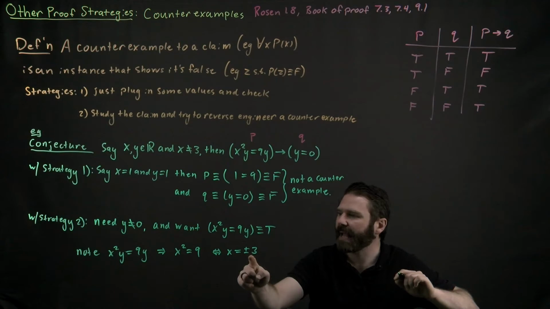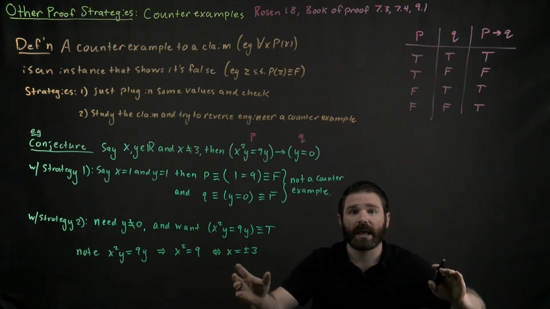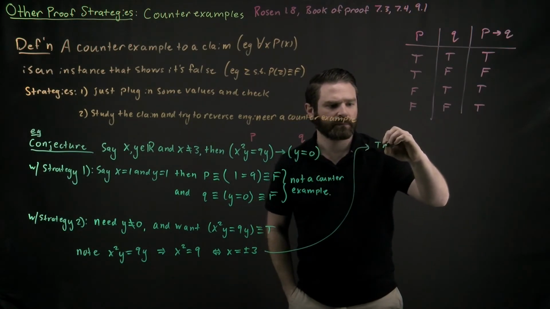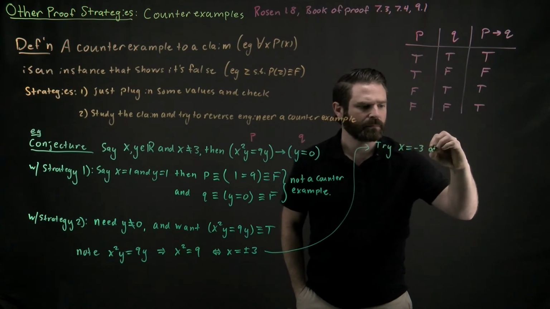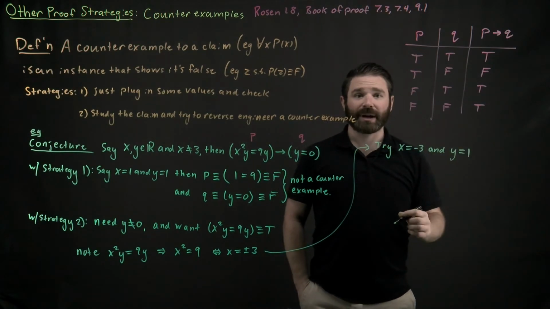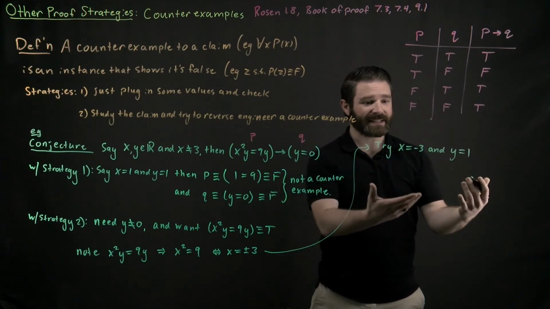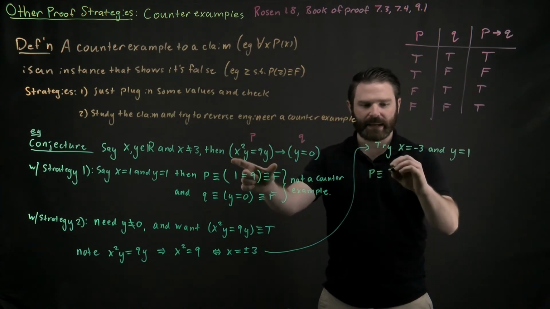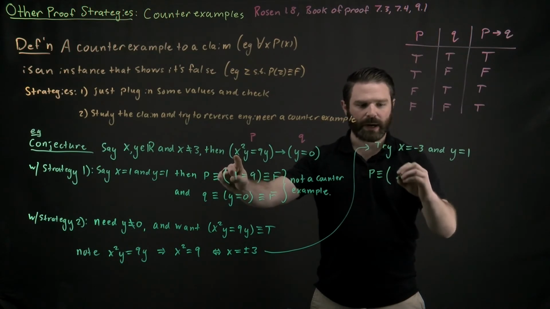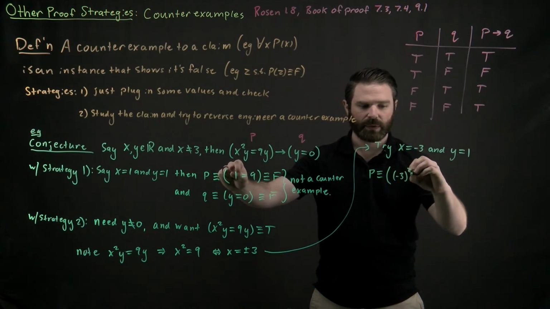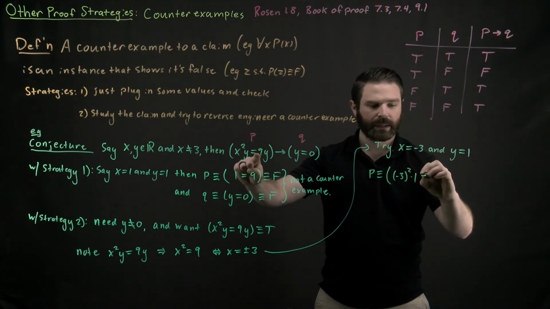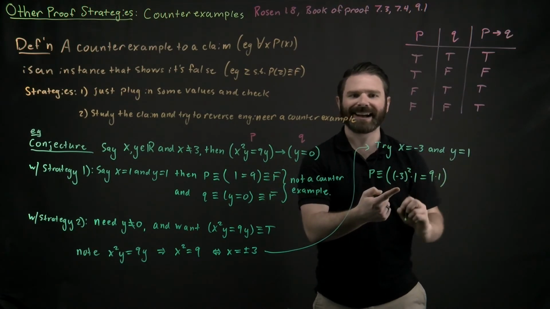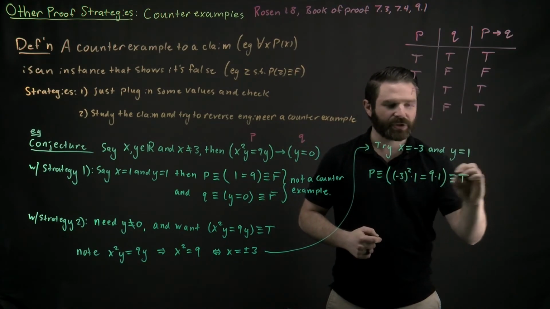So, interesting. All I need to do is, let's try x equaling negative 3, because that case wasn't excluded in our claim. And let's let y be any value that is not 0. So let's try x equals negative 3 and y equals 1, and let's see what happens. Our hypothesis P is then logically equivalent to this statement. So x squared, that's going to be negative 3 squared times y is 1 equals 9 times 1. And we see that, yeah, 9 equals 9. That is a true statement.